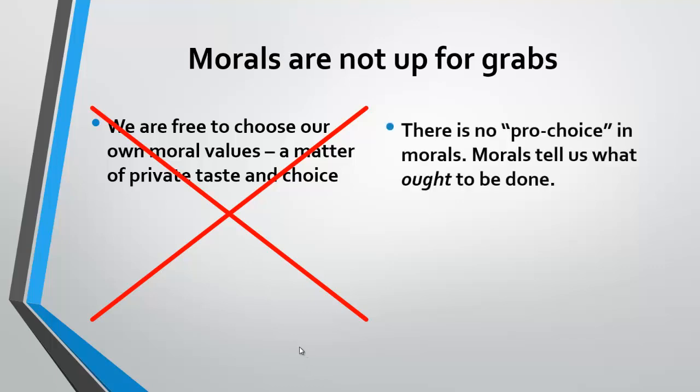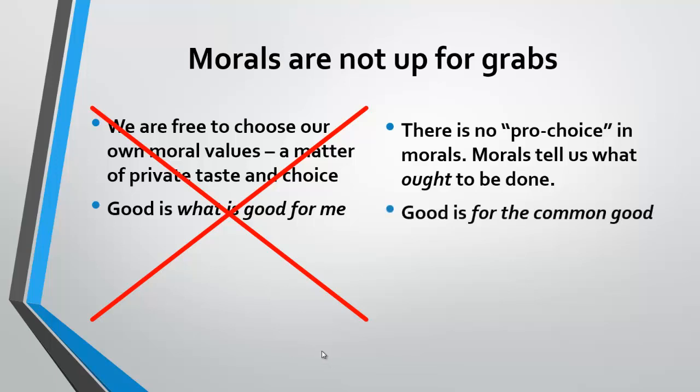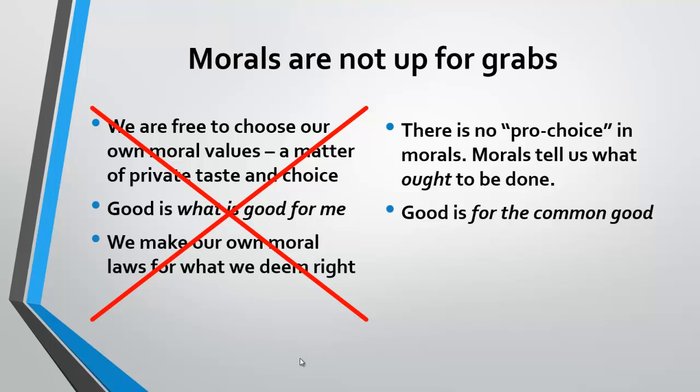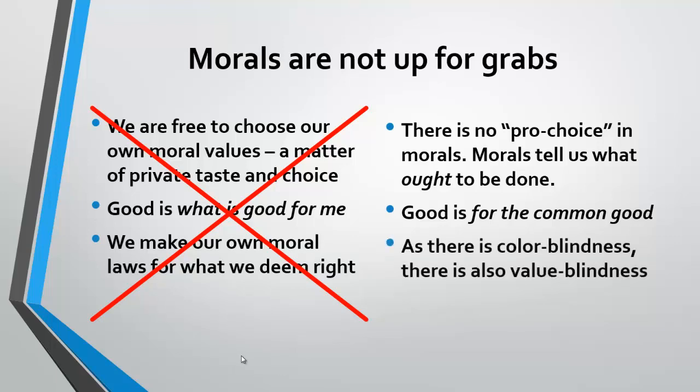There is no pro-choice in morals. Morals tell us what ought to be done, whether you like it or not. The left side says good is what is good for me. The right side says good is good for the common good. We don't make our own moral laws for what we deem right.